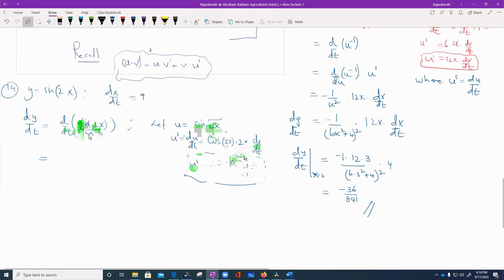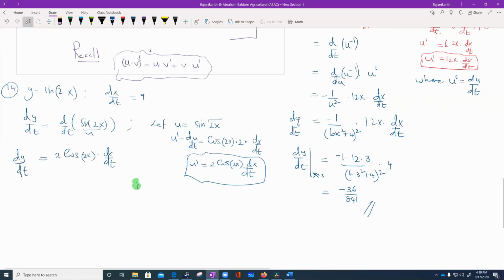Now go back here to find the answer. So I have the answer here, right? Which is 2 cosine 2x, then times dx over dt. Make sense? That is my dy over dt.